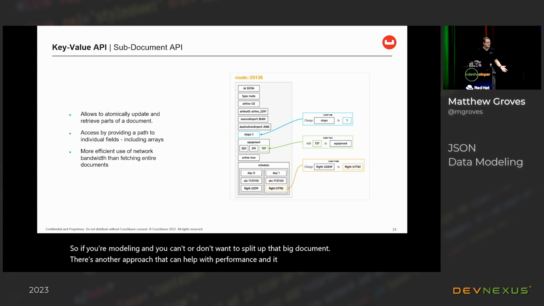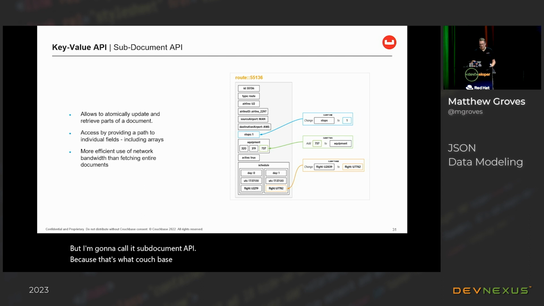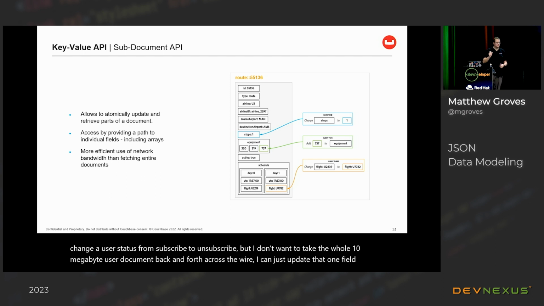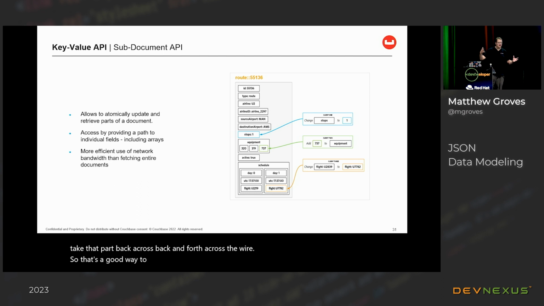It goes by different names depending on the database you're using, but I'm going to call it Subdocument API, because that's what Couchbase calls it. With this API, you can operate on parts of a JSON document without sending the whole thing back and forth across the wire. So if I just want to change a user status from subscribed to unsubscribed, but I don't want to take the whole 10 megabyte user document back and forth across the wire, I can just update that one field and take that part back and forth across the wire. So that's a good way to operate with large documents, but still have a smaller footprint when I need to.